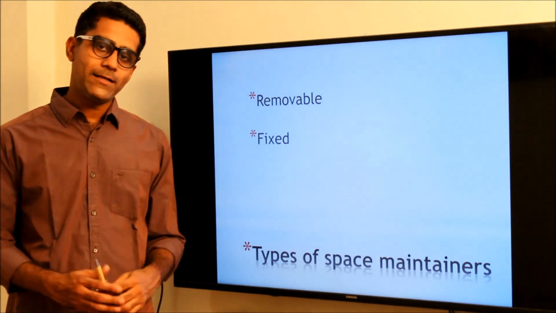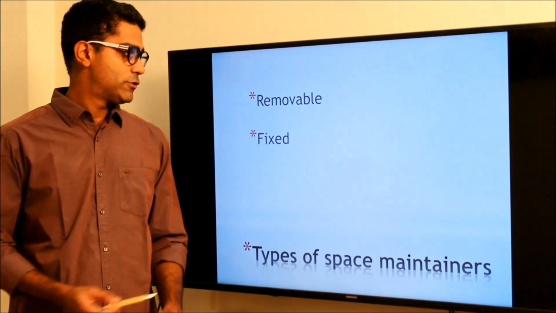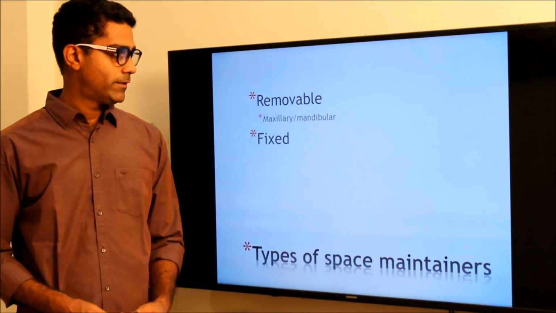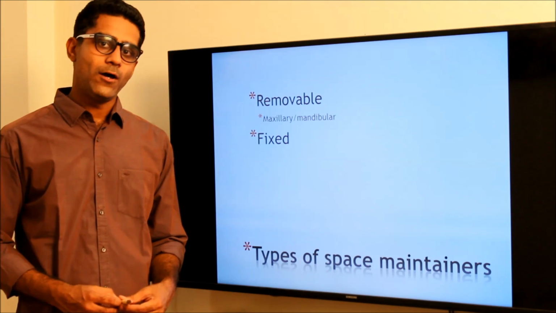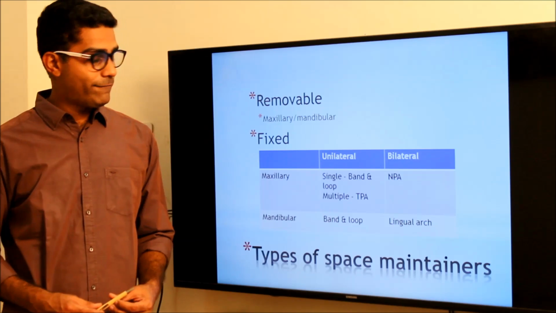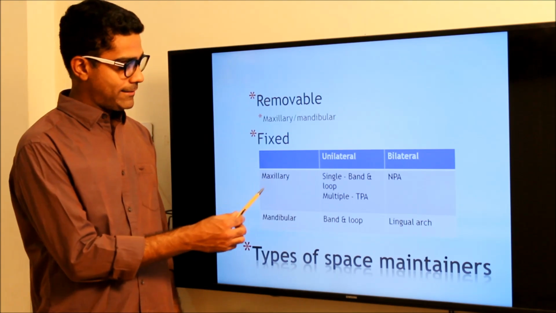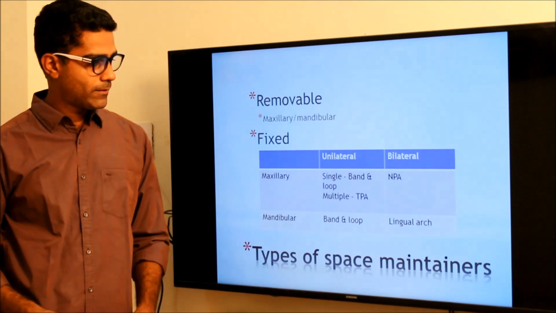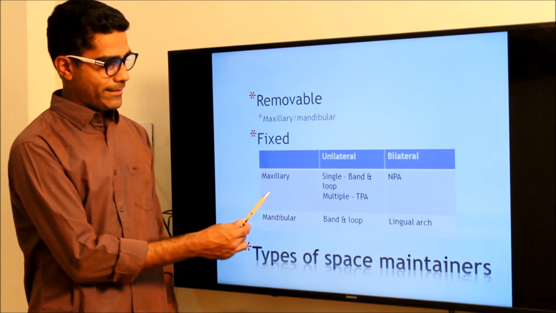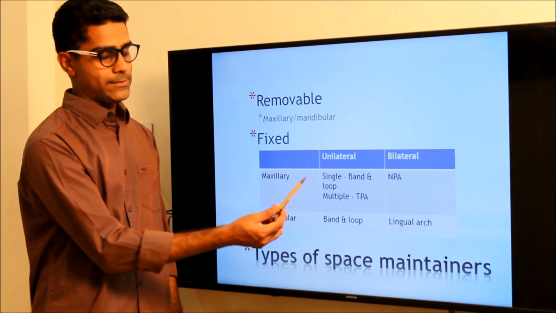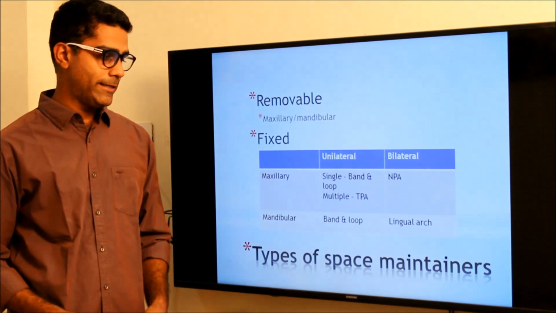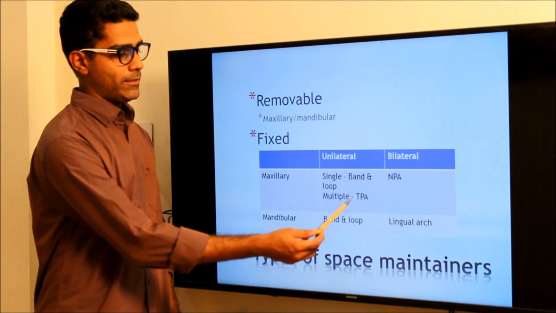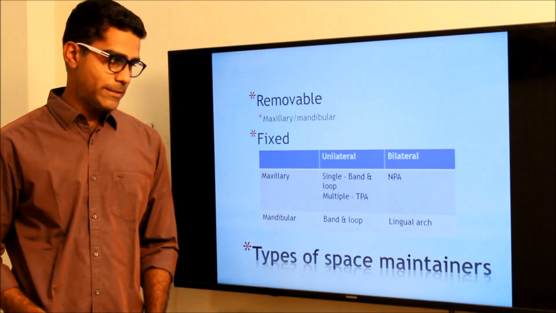So coming to my clinical classification of space maintainers, which could be broadly classified into removable and fixed. Removable are obviously maxillary or mandibular, while fixed could be maxillary or mandibular depending on whether the loss is unilateral or bilateral. In unilateral maxillary cases, a band and loop is the most commonly used space maintainer, while in case of unilateral multiple loss in a maxillary arch, a transpalatal arch is the preferred space maintainer.